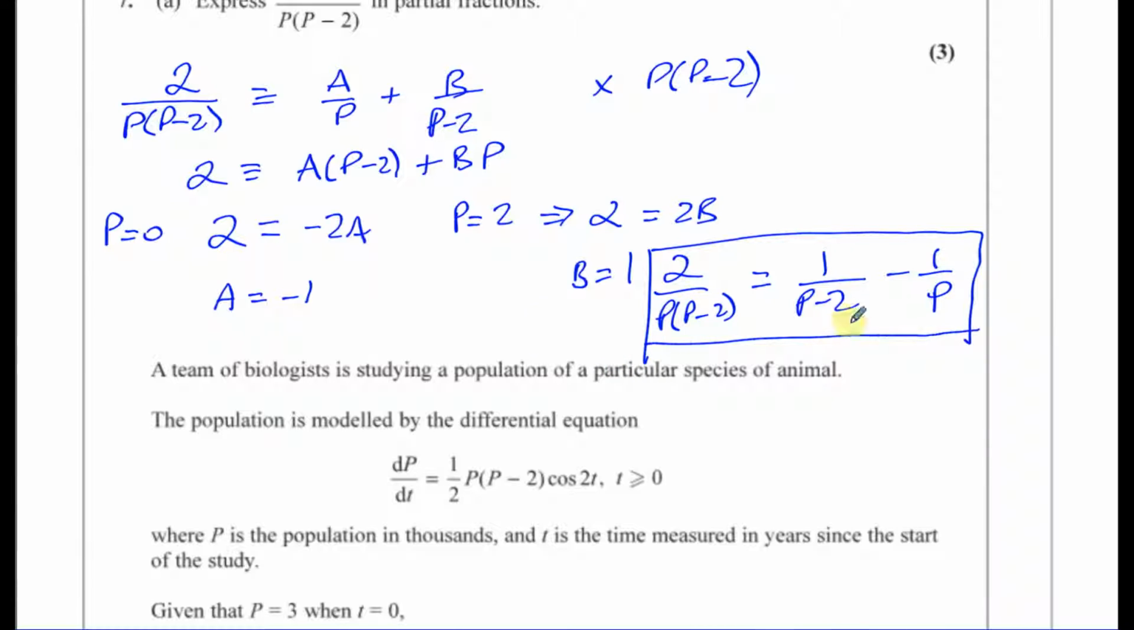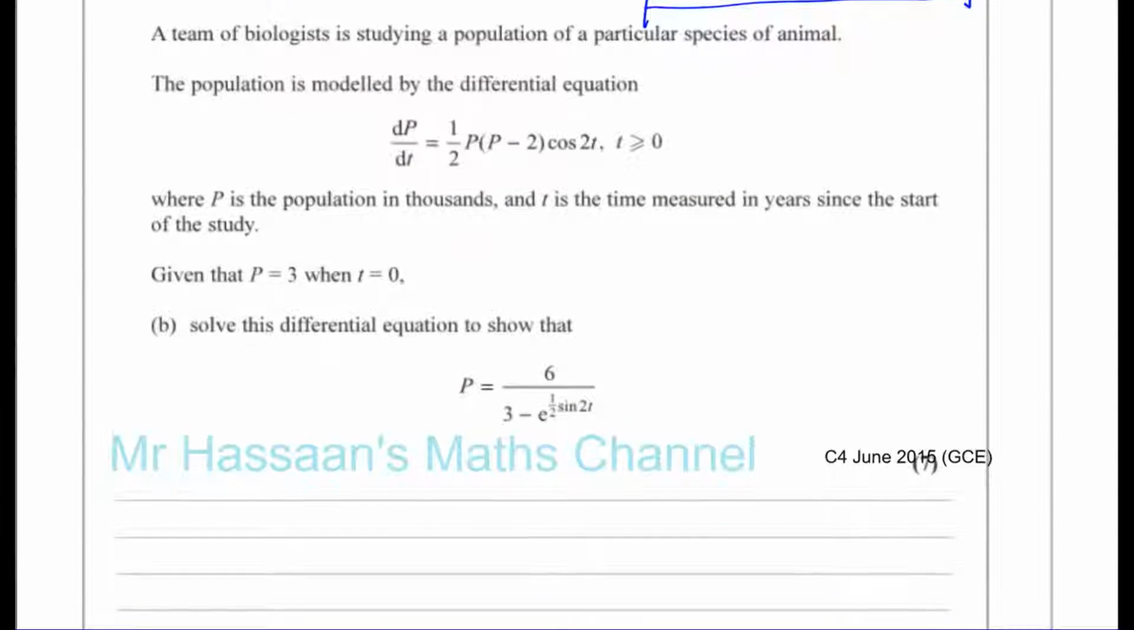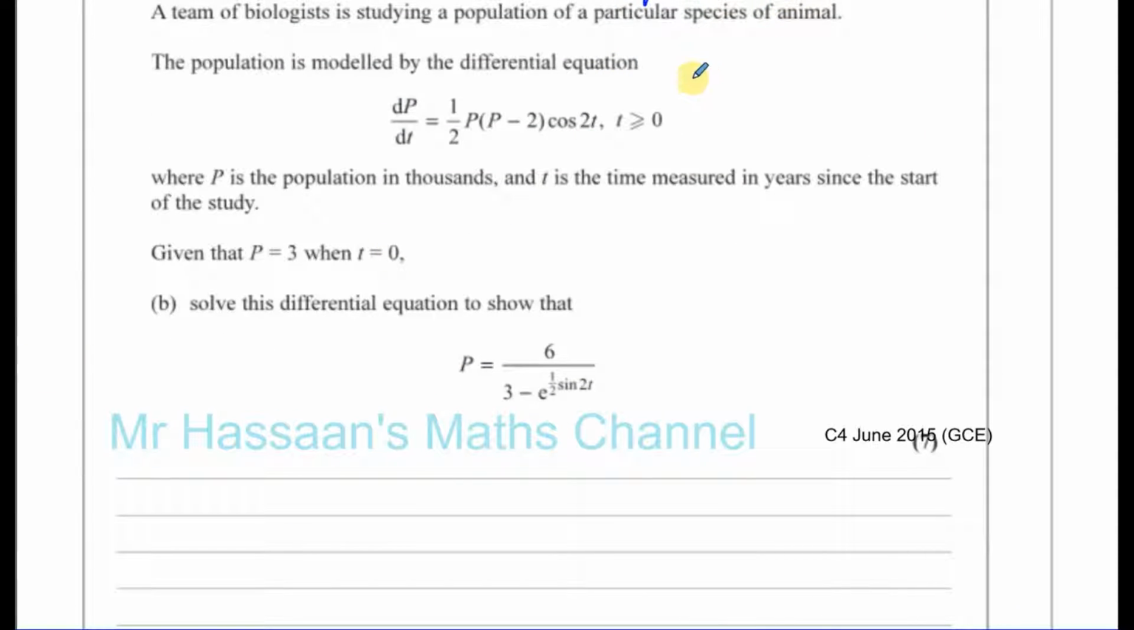Part B. It says a team of biologists is studying a population of a particular species of animal. The population is modeled by the differential equation dP/dt is equal to a half times P minus 2 times cosine of 2t, where t is greater than or equal to 0. Of course this has to be in radians, because when you're dealing with calculus, integration, differentiation, and the trig functions, you must always work in radians.